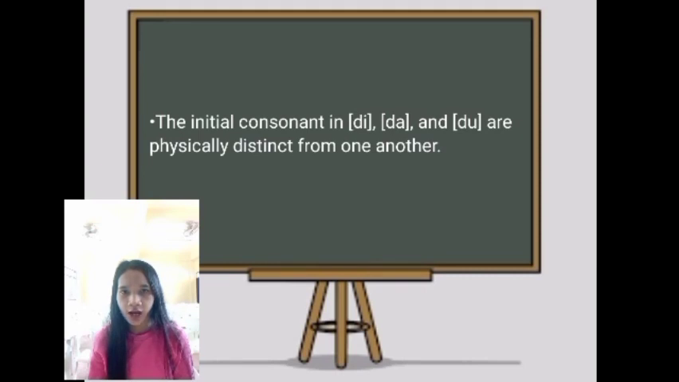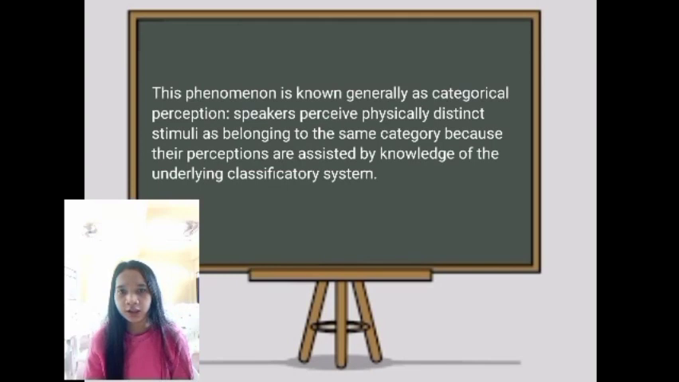As we might expect, the units we perceive depend on the language we know, especially its phonemic inventory. For example, the initial consonants in "da," "di," and "do" are physically distinct from one another because of the formant transitions from the consonant to the different vowels, a co-articulation effect. Nevertheless, speakers perceive the Ds as instances of the same phonological unit, namely the phoneme D. This phenomenon is known generally as categorical perception.